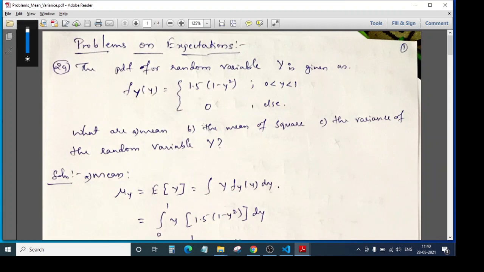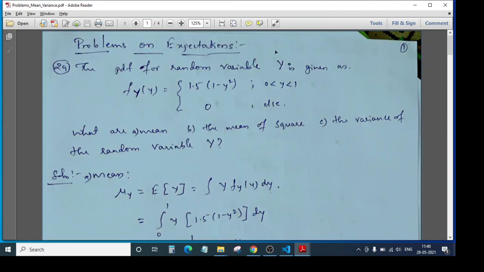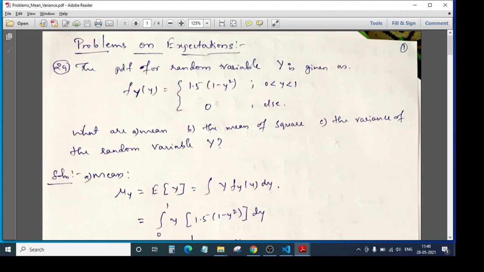So in continuation with the previous classes, today I will try to cover the problems on expectation. We have already covered a few problems on expectations. So in continuation with that, I will try to cover the rest of the problems. Okay. So let us see the first problem of today's class.